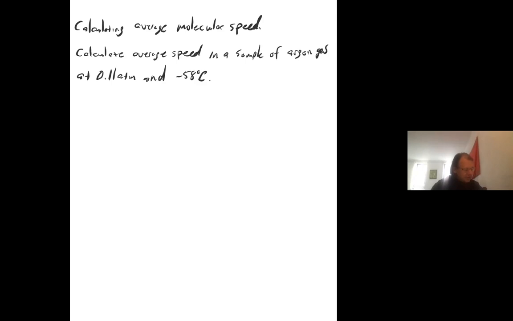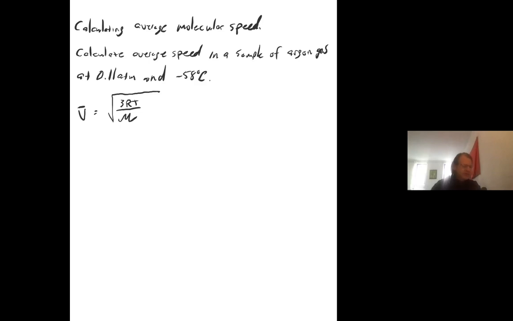I gave you the equation a little bit earlier. We said that the average speed was the square root of 3RT over molar mass. So there's no P in there. Don't worry about the pressure. Don't worry about volume, that sort of stuff. Just do the 3RT over molar mass.